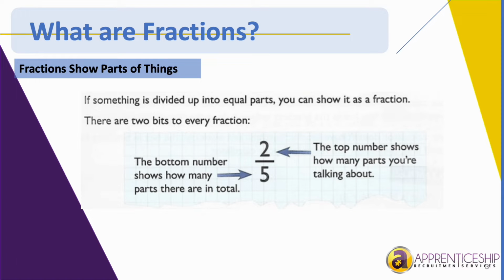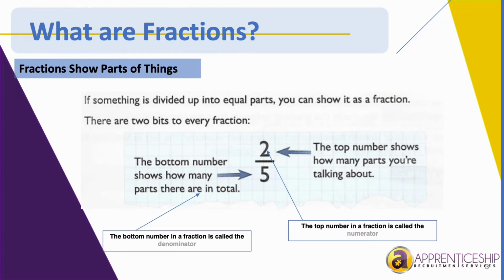So first off, what are fractions? Fractions show parts of things. If something is divided up into equal parts, you can show it as a fraction. There are two bits to every fraction: the top number and the bottom number. The bottom number is the denominator. This shows how many parts it is split up into in total. The top number is the numerator. This is how many parts you have.